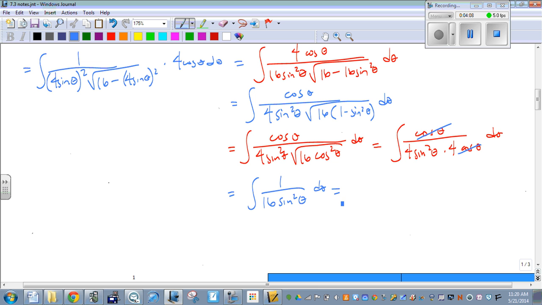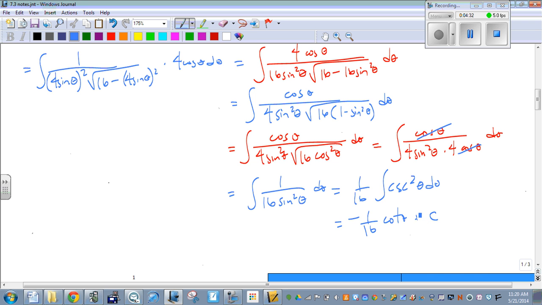Well, that 1/16th, I'm just going to pull that out in front. That's a constant. We can pull that out in front of the integral. 1 over sine squared is just cosecant squared of theta. And we know the antiderivative of cosecant squared is negative cotangent. So we end up with 1/16 times negative cotangent, so I'm going to put the negative in front, plus c.